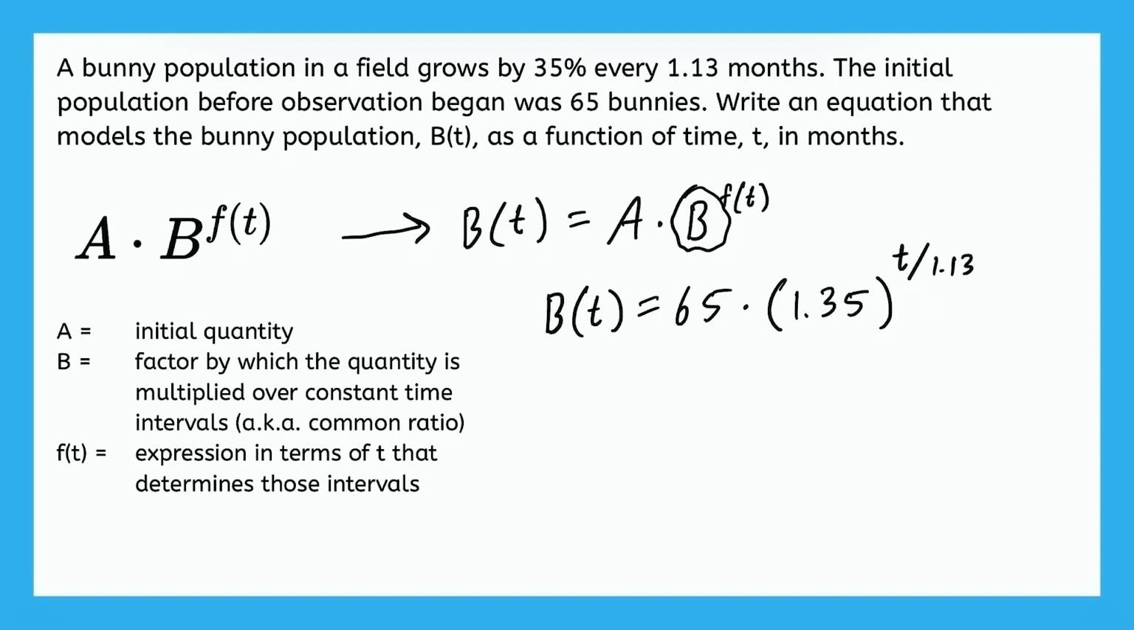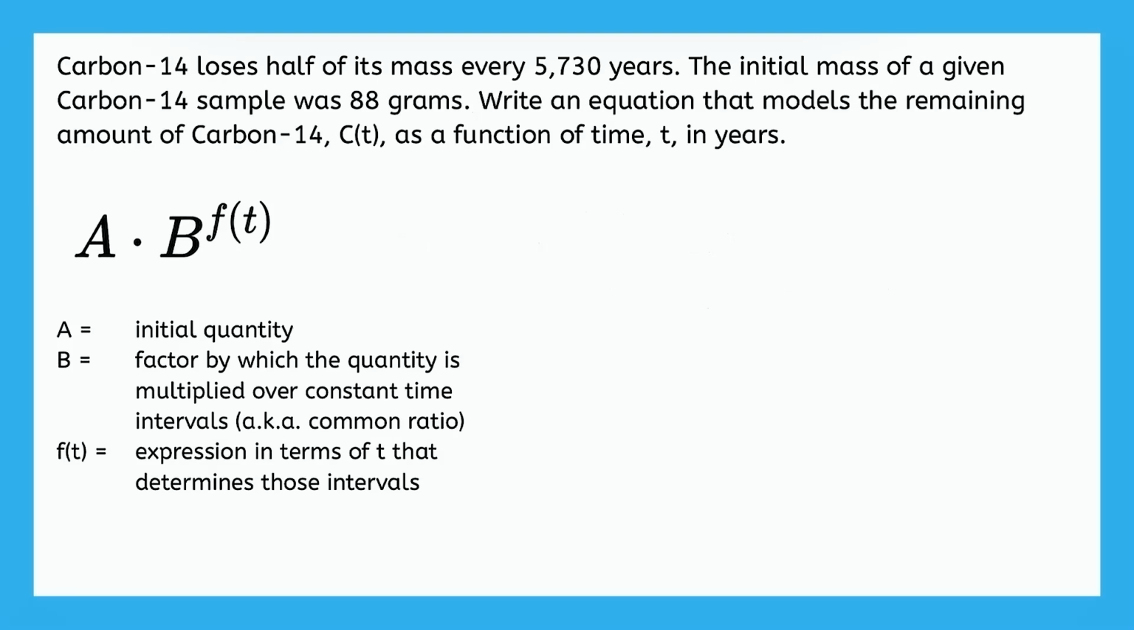All right, let's do another example, but this time we will have exponential decay instead of exponential growth. Carbon-14 loses half of its mass every 5,730 years. The initial mass of a given carbon-14 sample was 88 grams. Write an equation that models the remaining amount of carbon-14, that is C of t, as a function of time t in years. This time we have years instead of months.